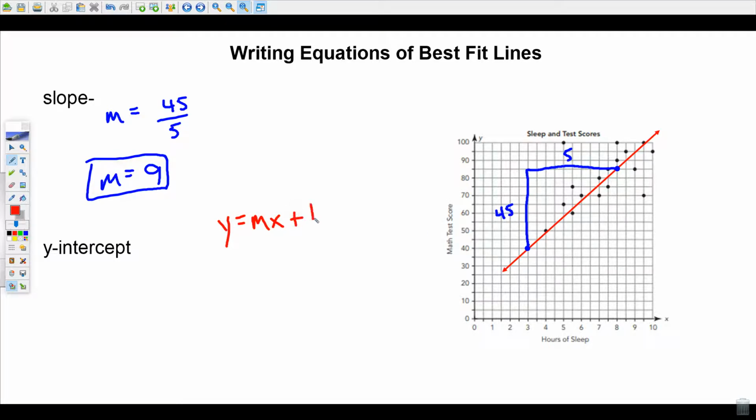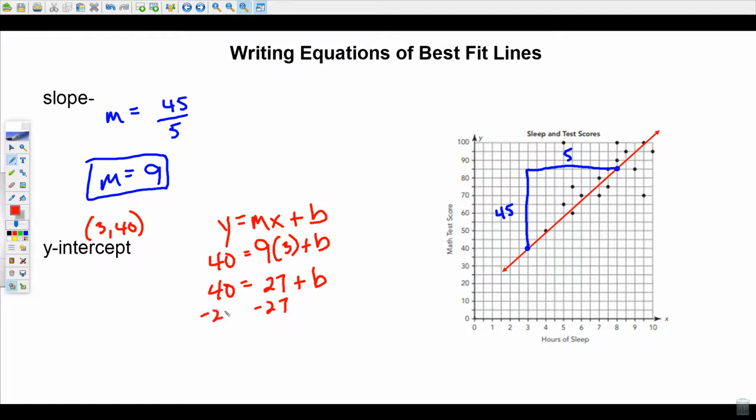So I'm going to substitute that slope for m, and I need one of these points. Let's use (3, 40). I'm going to substitute that for x and y. So the y coordinate goes in for y. Slope goes in for m, so 9. My x coordinate goes for x, that'd be 3, plus b. Multiply 9 times 3 to get 27. And to get b by itself, I would subtract 27. And b would equal 13.